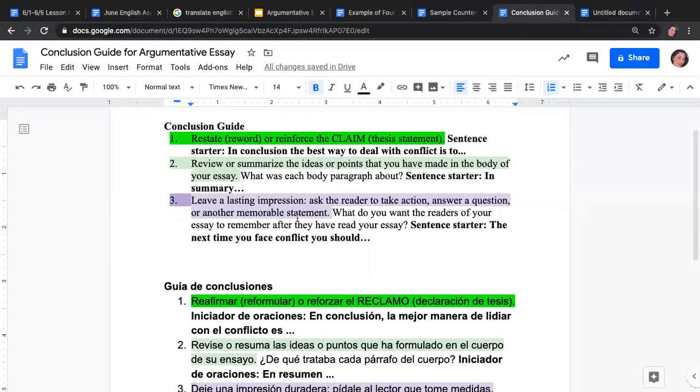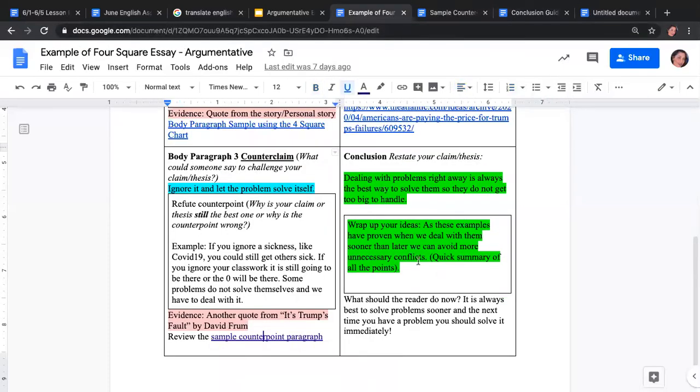What do I want the readers of my essay to remember after they read my essay? And then there is a sentence starter that you can use if you want to: the next time you face conflict, you should. So if I look, again, going back to my 4-square chart, just coming in clutch, right? Down here, the question was, what should the reader do now? And I said, it is always best to solve problems sooner, and the next time you have a problem, you should solve it immediately. Okay, so I could use that.